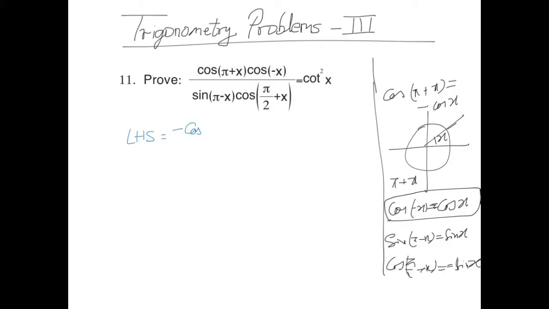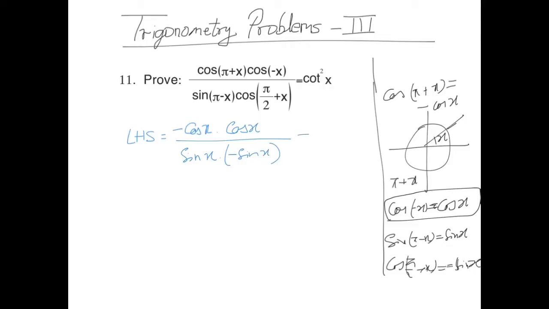Now we are trying to write all of these expressions in terms of angle x, because that is what we have on the right side, cot squared x, and we hope that eventually we will manipulate these terms to get the right hand side expression. So we have minus cos x times cos minus x, which is cos x, so let's write that here, divided by sine of pi minus x, which is sine x, multiplied by cos of pi by 2 plus x, which is minus sine of x.